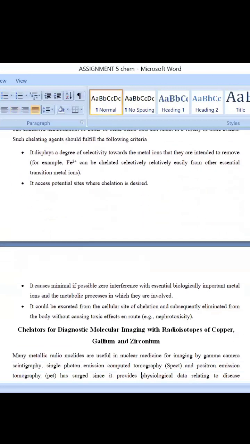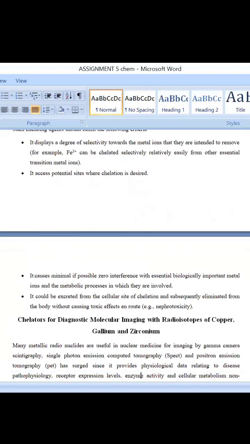It causes minimal, if possible zero, interference with the essential biologically important metal ions and the metabolic processes in which they are involved. It could be excreted from the cellular site of chelation and subsequently eliminated from the body without causing toxic effects, for example, nephrotoxicity.